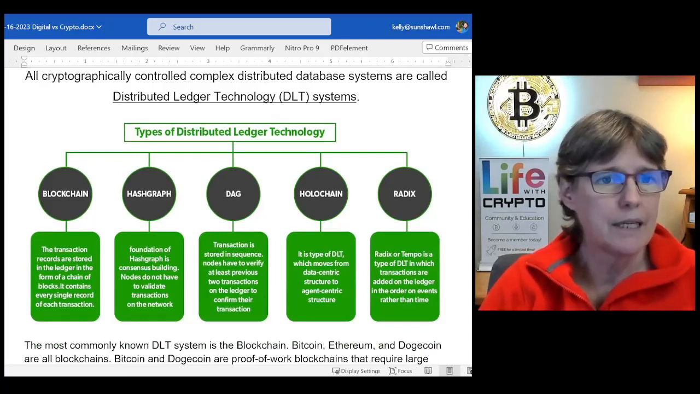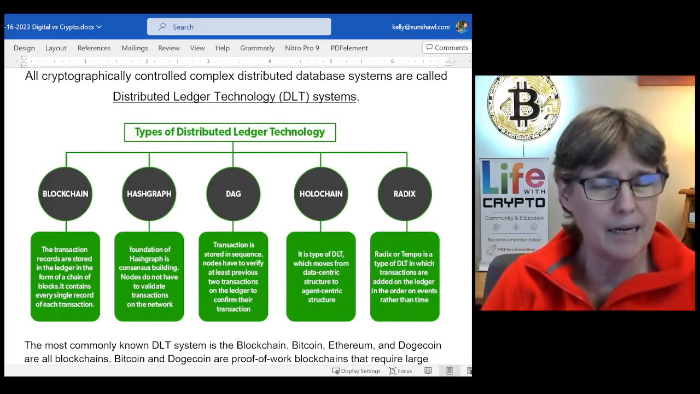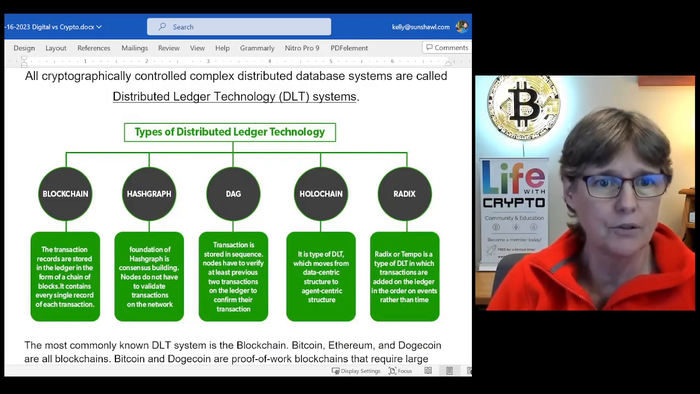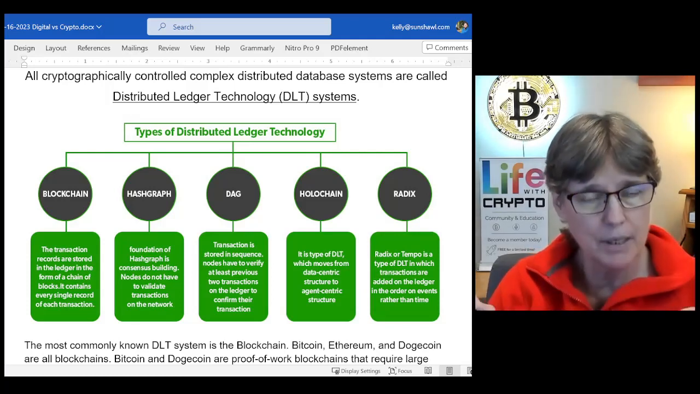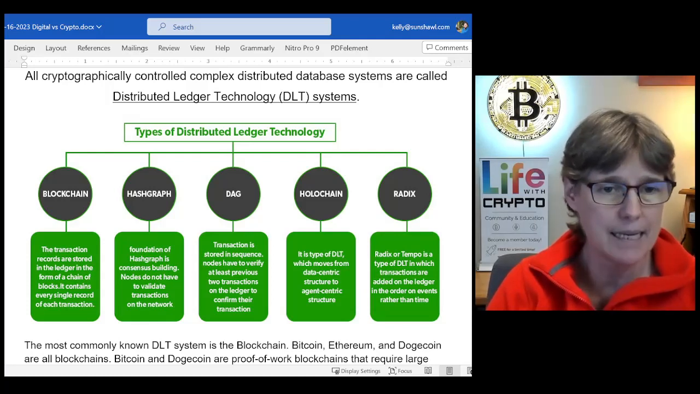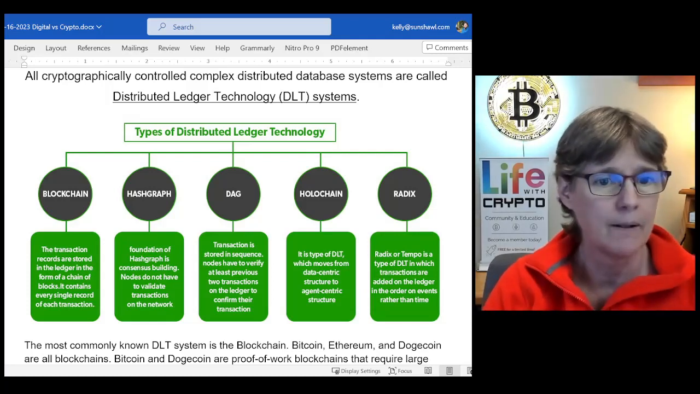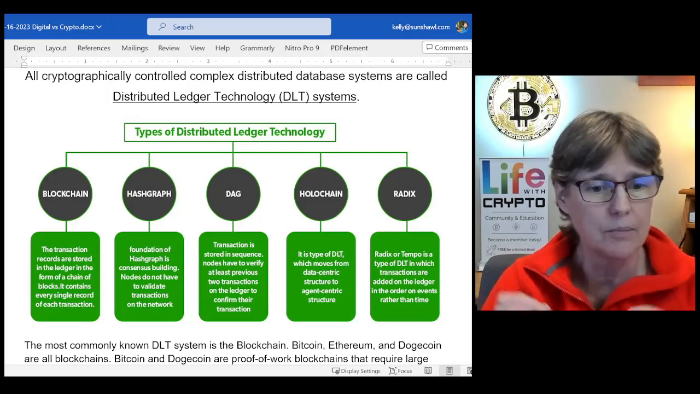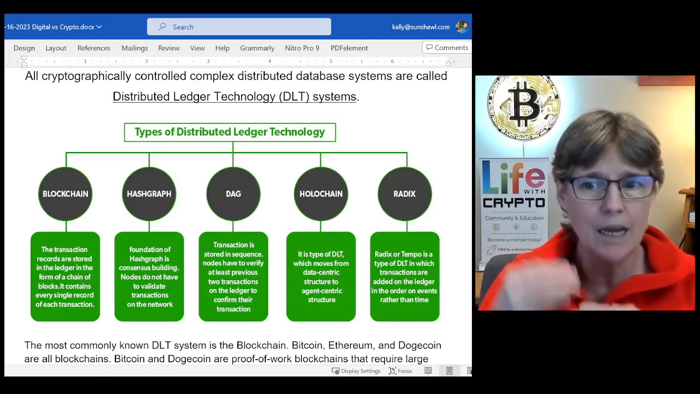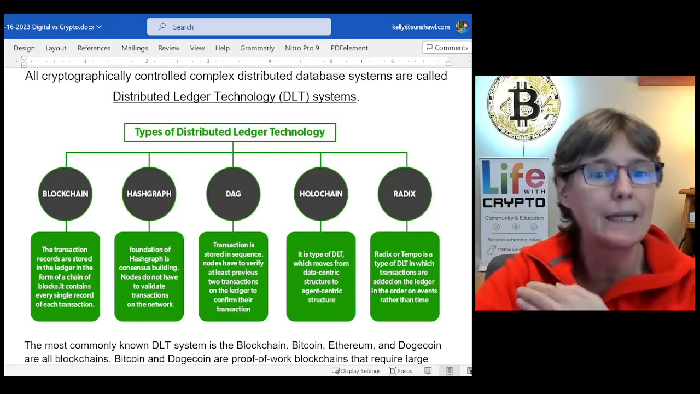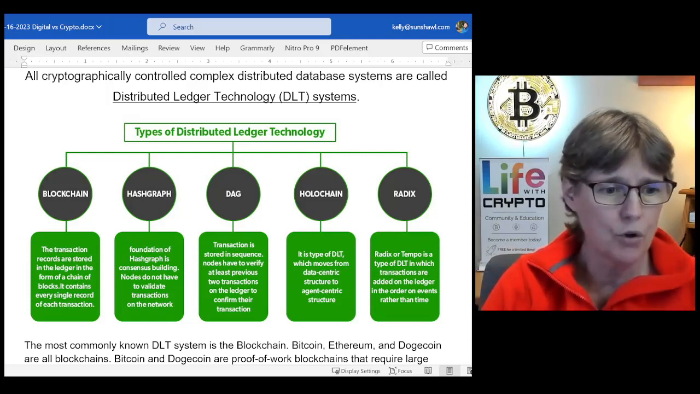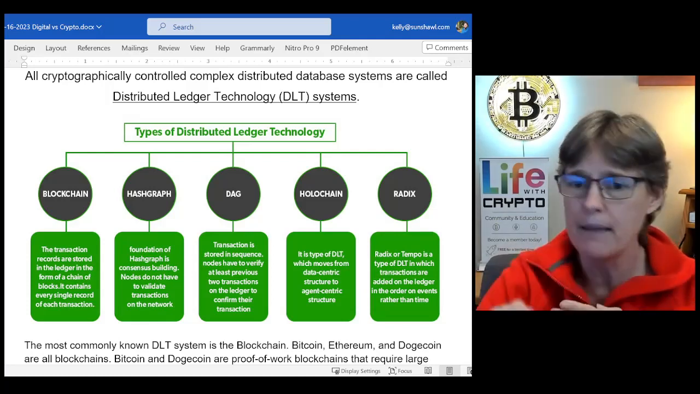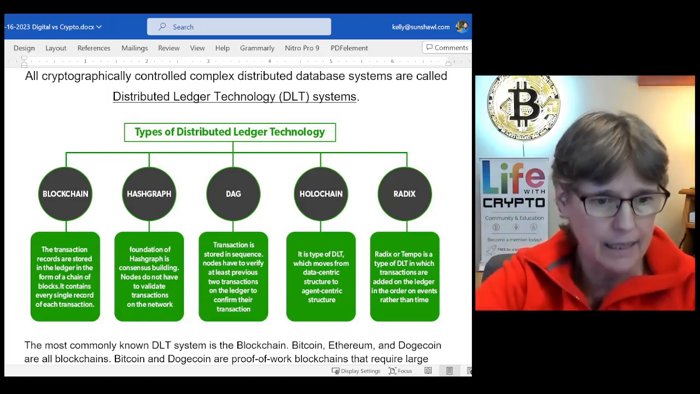All cryptographically controlled complex distributed database systems are called distributed ledger technology systems. That's what a DLT is. But there are many types of distributed ledger technologies, networks, or systems. The most commonly known DLT system is the blockchain. Blockchain appends transactions sequentially or linearly, but not all of them do it that way. Bitcoin, Ethereum, and Dogecoin are all types of blockchains. They all append their data sequentially, linearly.